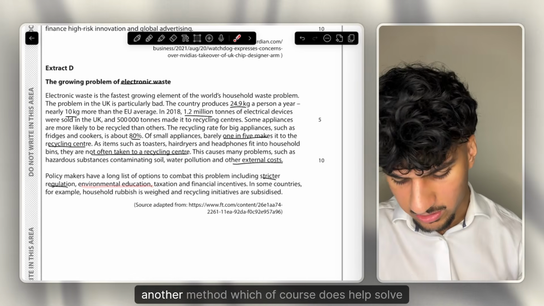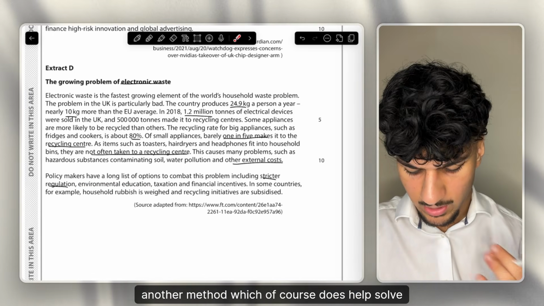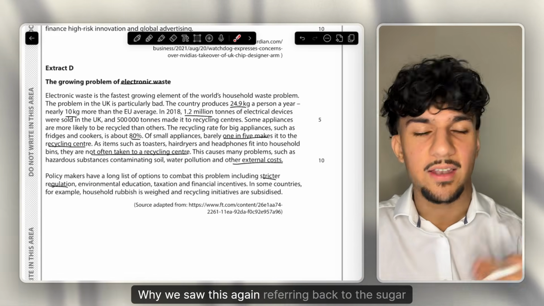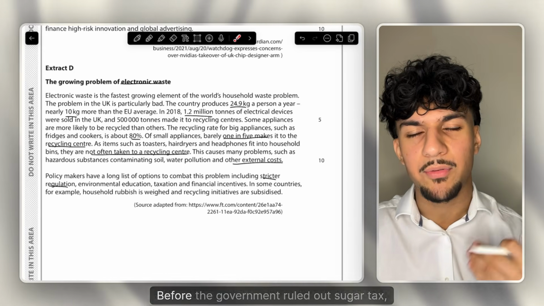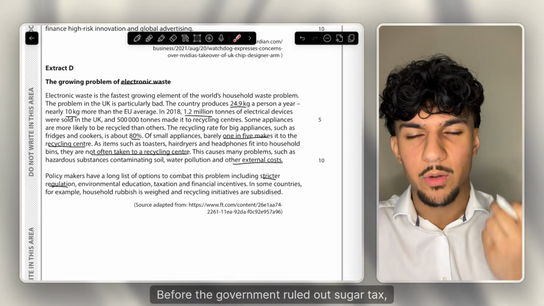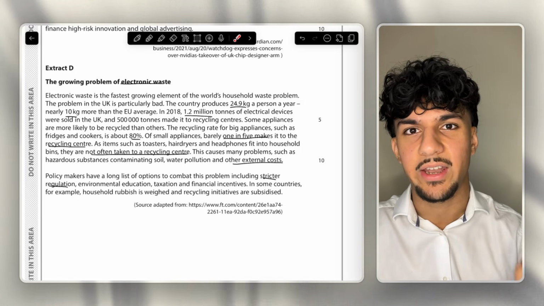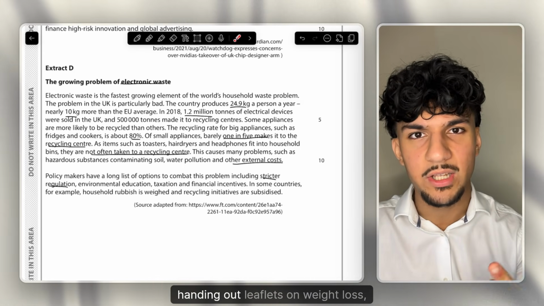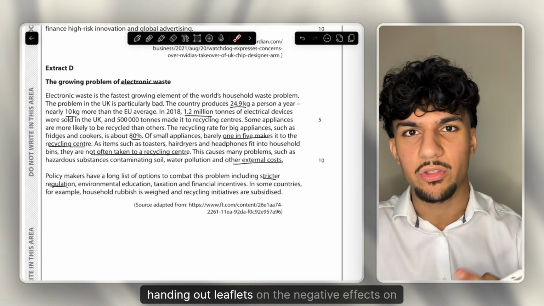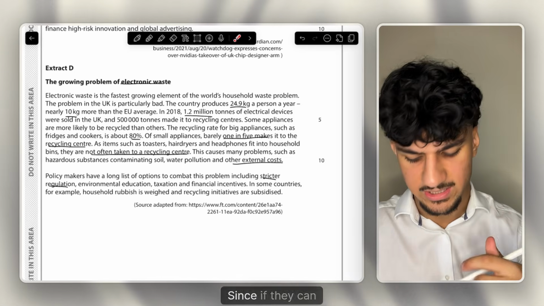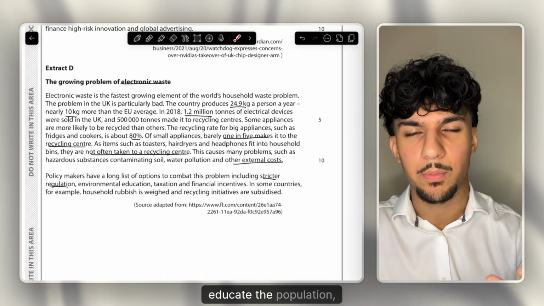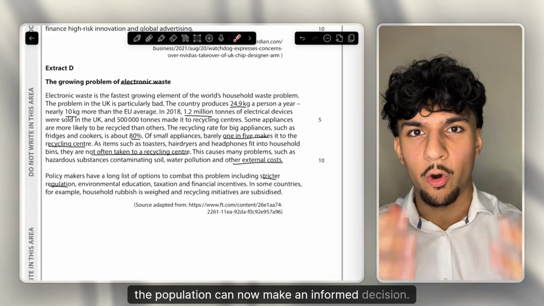Environmental education, another method which of course does help solve market failure. Why? We saw this again, referring back to the sugar tax example. Before the government ruled out sugar tax, which is quite strict regulation, they tried things like providing education in the NHS, for example, handing out leaflets on weight loss, handing out leaflets on the negative effects of sugar. Why? Since if they can educate the population, they can now make an informed decision.